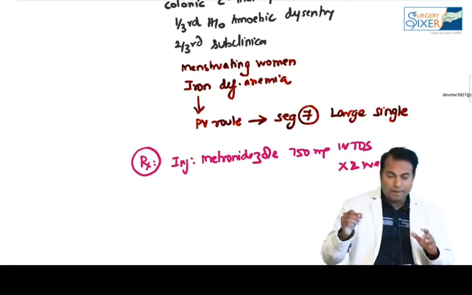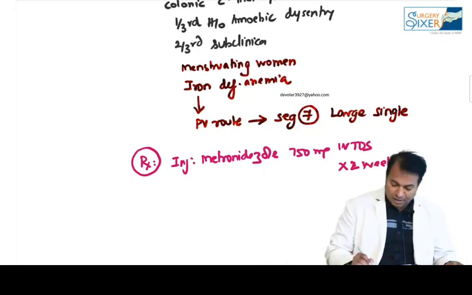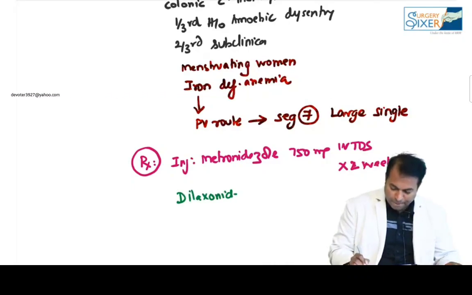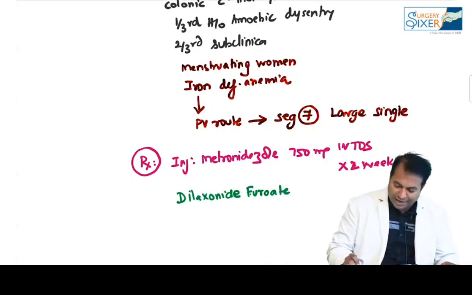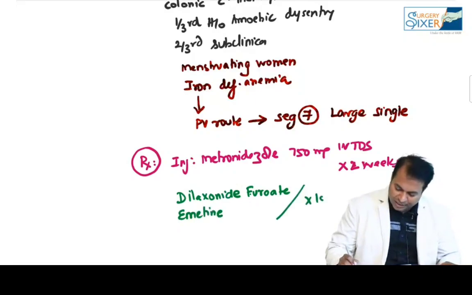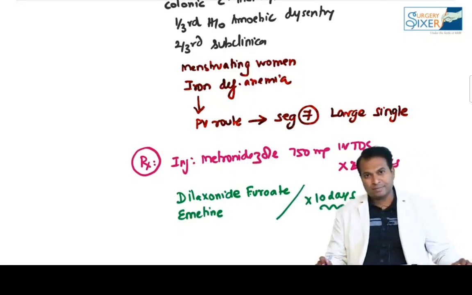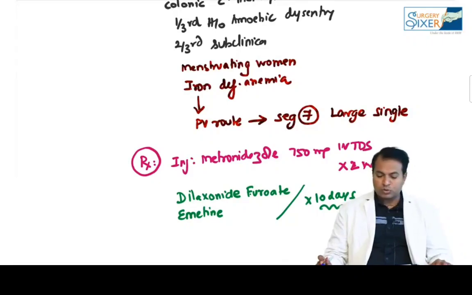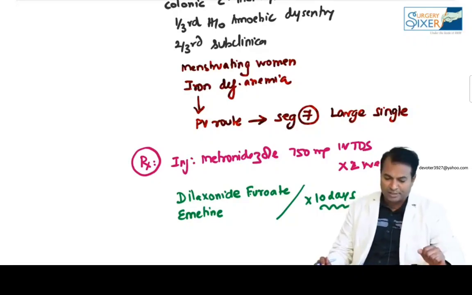Along with this metronidazole, you should also give luminal amoebicides like diloxanide furoate. You will be getting those things in pharmacology. Diloxanide furoate, emetine, all these drugs should be given for at least 10 days to clear the amoeba in the lumen. Please don't forget these points.